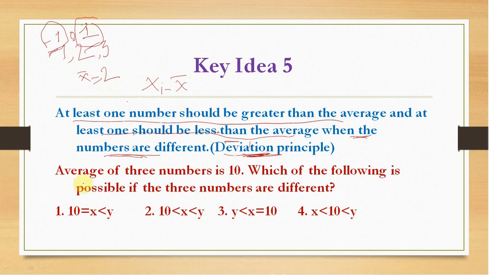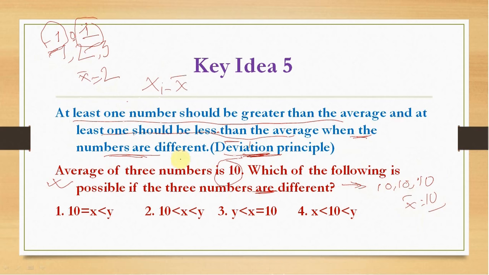Now we take an example here. The average of 3 numbers is 10. Which of the following is possible if the 3 numbers are different? So please keep in mind that this principle is not applicable if the numbers are same. So in this case, average is same and there is no argument that at least one should be smaller than 10 and one should be larger than 10. This applies only when the numbers are different.